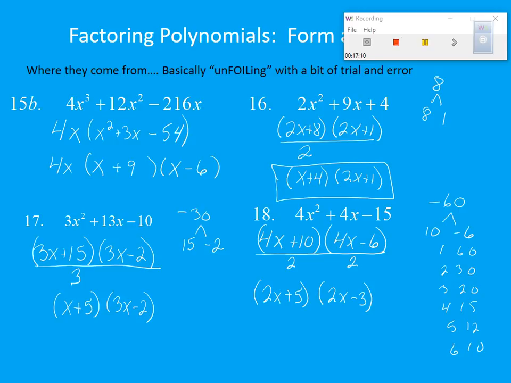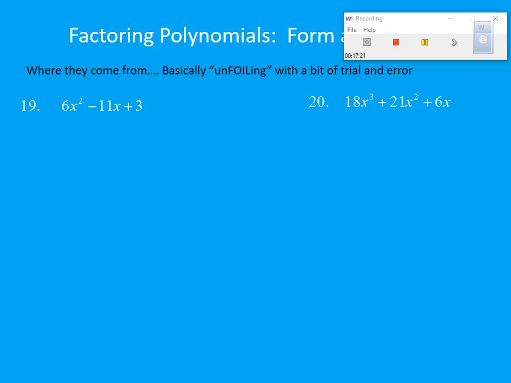I'll do the same thing there on number 19. So 19, I'm going to go 6 times 3 is 18. Two numbers that multiply to be 18 that we can make add up to be negative 11. Looks like negative 9 and negative 2.